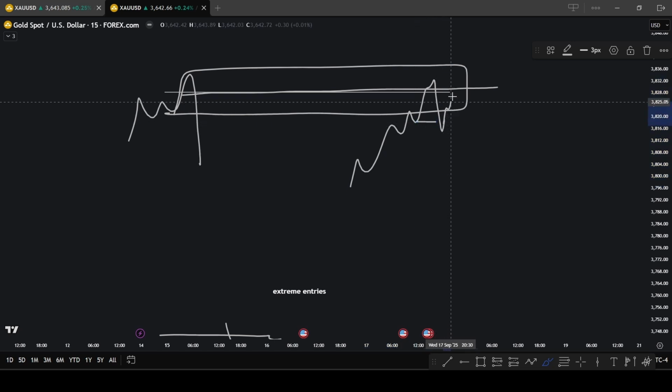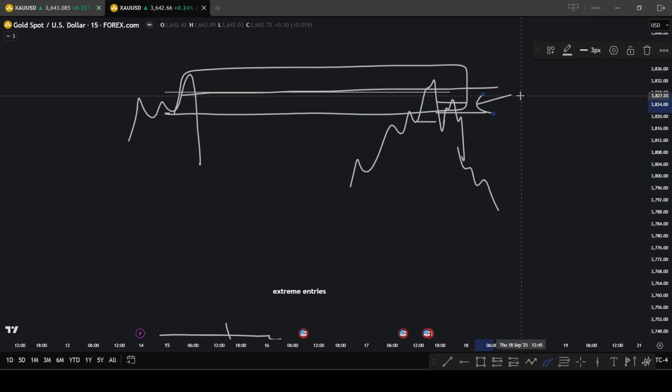That doesn't mean you're going to enter here, okay? And price starts falling. Maybe this can happen. For me, this is not a good entry pattern. For me, it's a B type entry pattern. Okay, let's just call it B type.